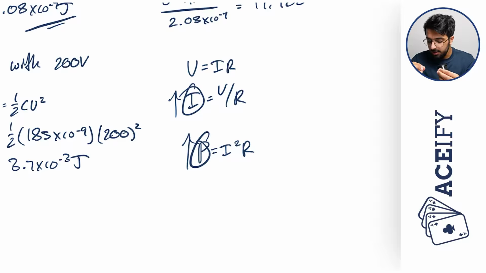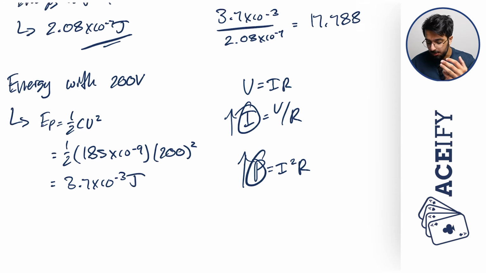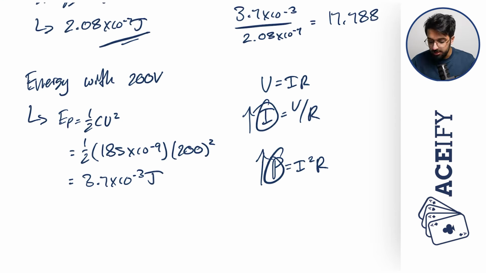And this can also be said as the energy that is used by the bulb per second is going to be greater, okay? And obviously, we know this because the bulb has more energy to use, okay? And so you can write that in.